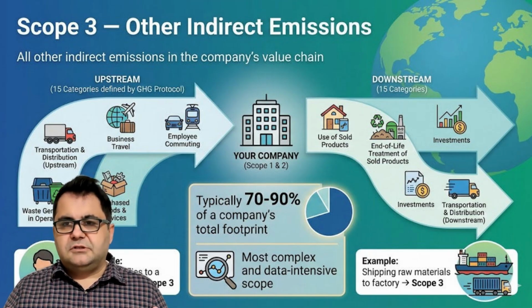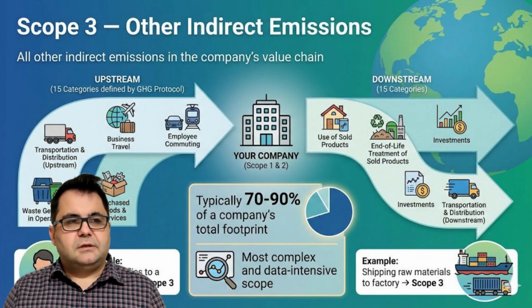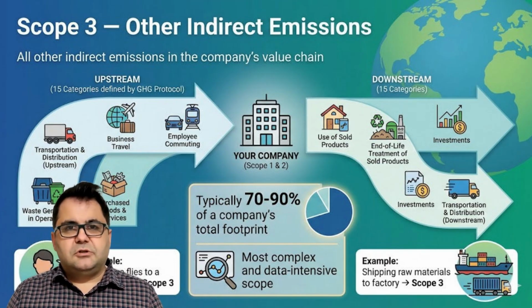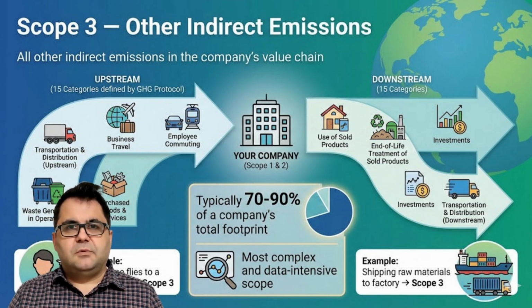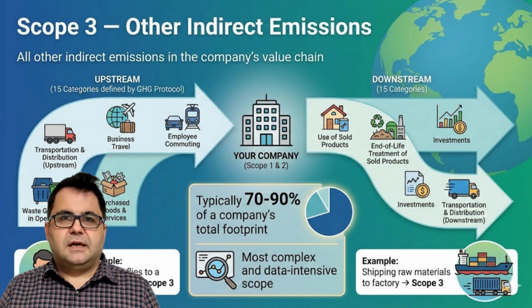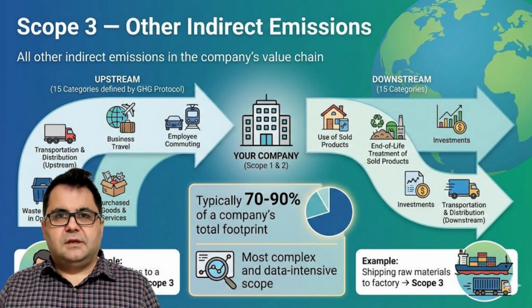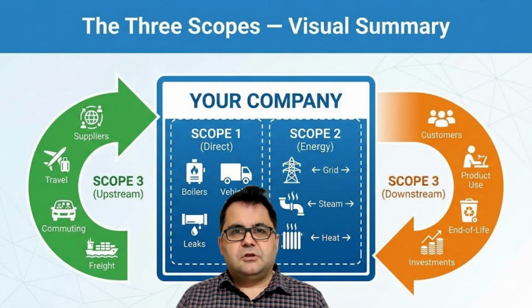For most companies, Scope 3 represents 70 to 90% of their total carbon footprint. But it's also the hardest to measure, because you depend on data from suppliers, customers, and third parties. In our platform, we'll start with the easier Scope 3 categories, like business travel and employee commuting, and build up from there. This diagram shows how the three scopes relate.